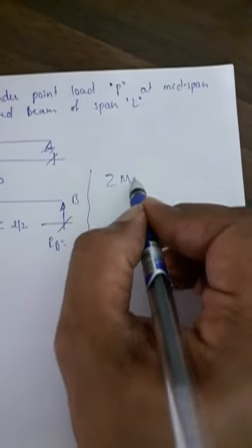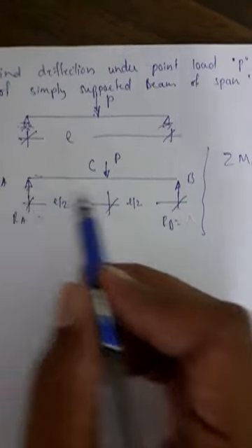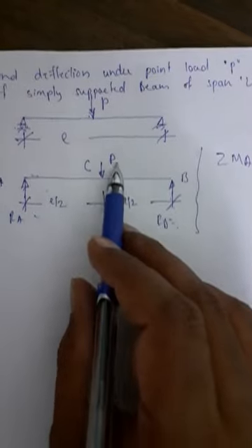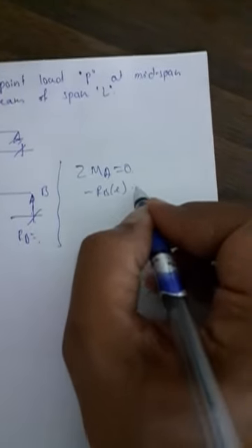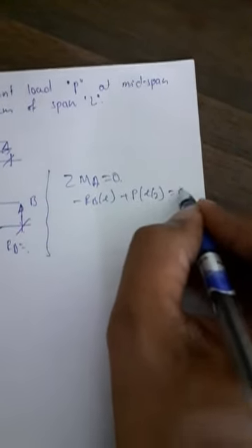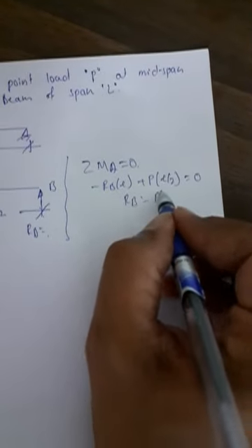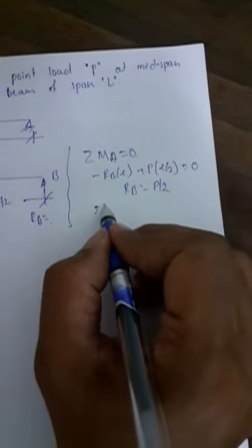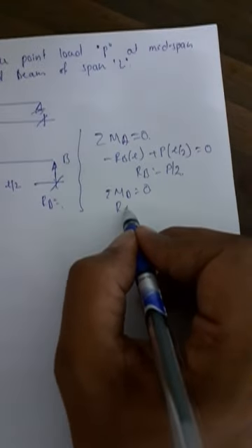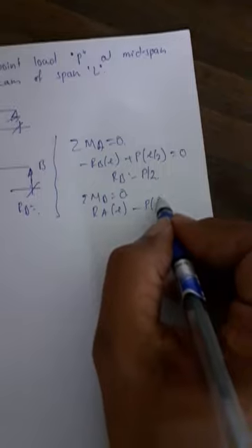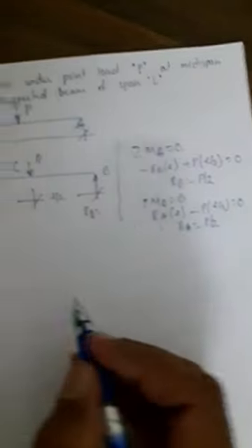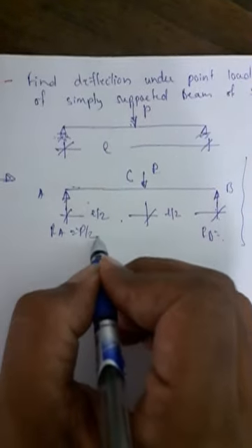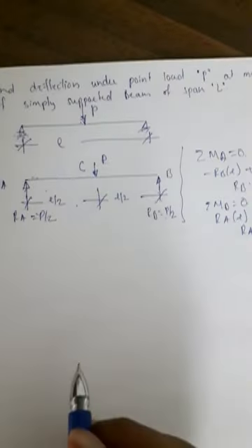Summation of moments about A is equal to 0. Keep your finger at A. Clockwise moments are positive. Minus RB into L plus P into L by 2 is equal to 0. Or RB is equal to P by 2. Similarly, summation of moments about B is equal to 0. So I can write RA into L minus P into L by 2 is equal to 0, or RA is equal to P by 2. Write the values here, P by 2, P by 2.